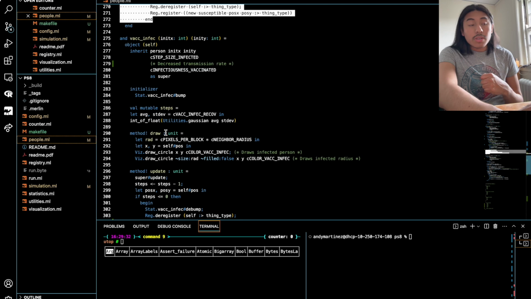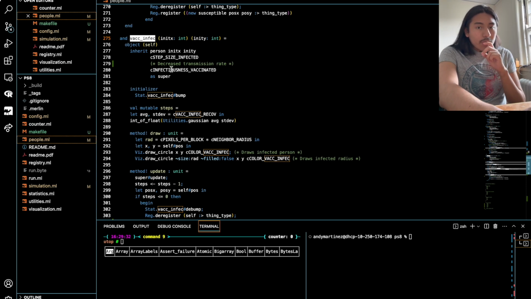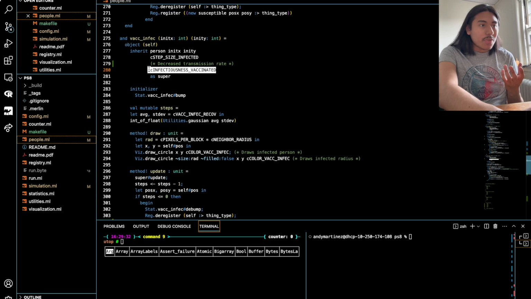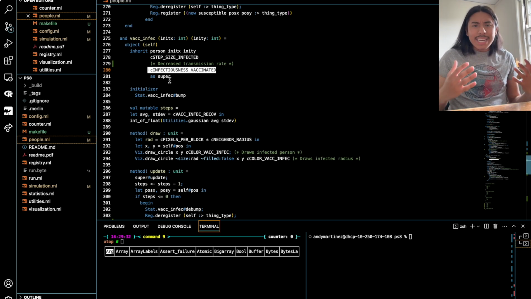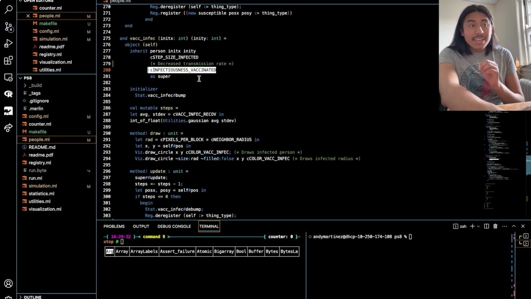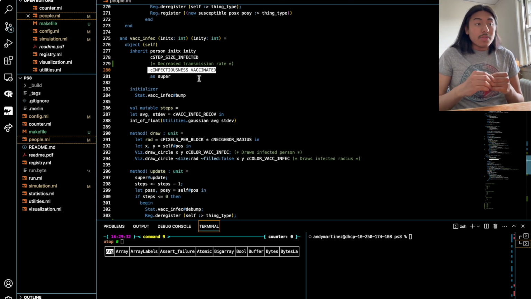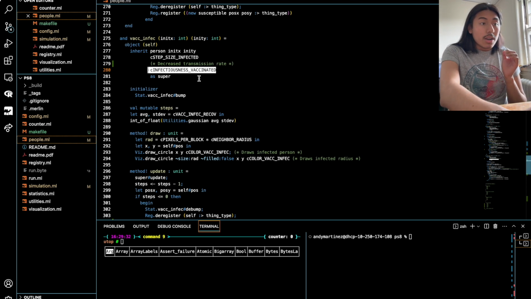Now, the second two key defining characteristics are implemented in the vac-infect category. The first one, which interestingly enough, I didn't know until I started researching for this Pset, if you're vaccinated and you get infected, you actually have a reduced chance of transmitting that virus. So I've implemented that here by creating a new constant called C infectiousness vaccinated. So it's lower than the traditional infectious constant.